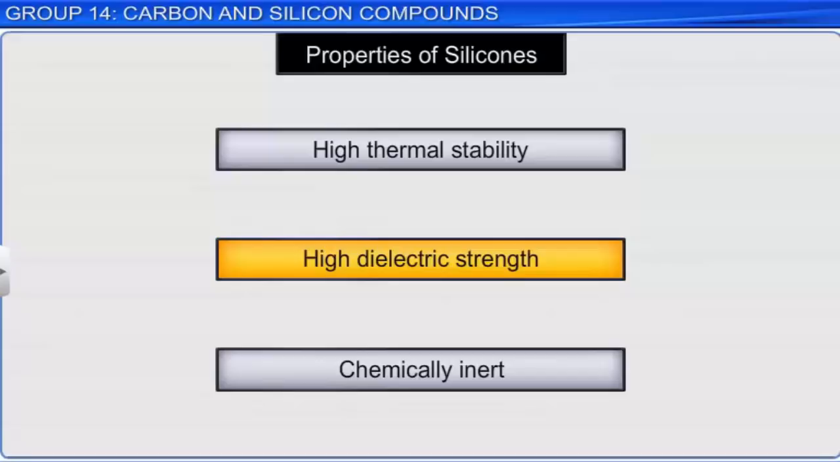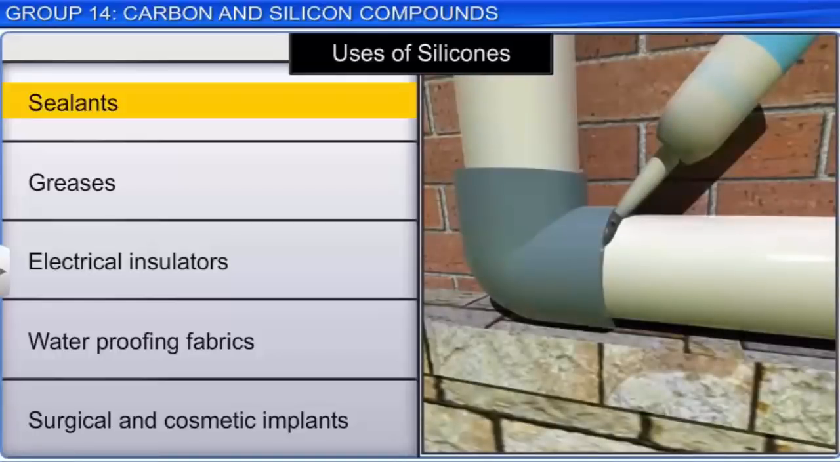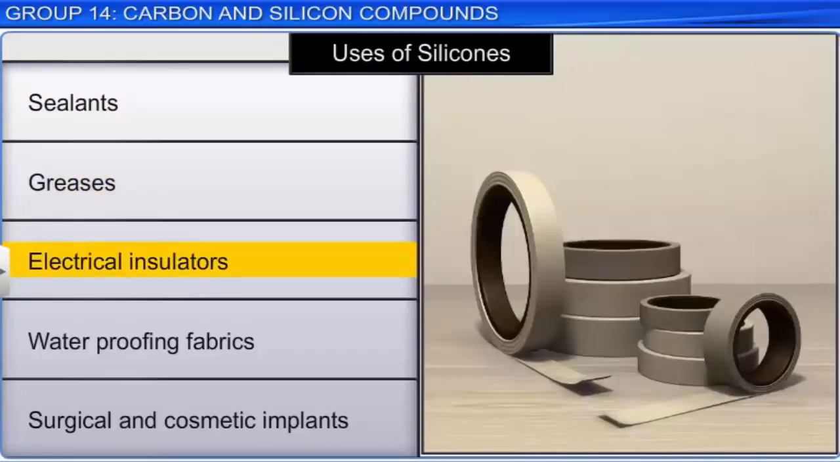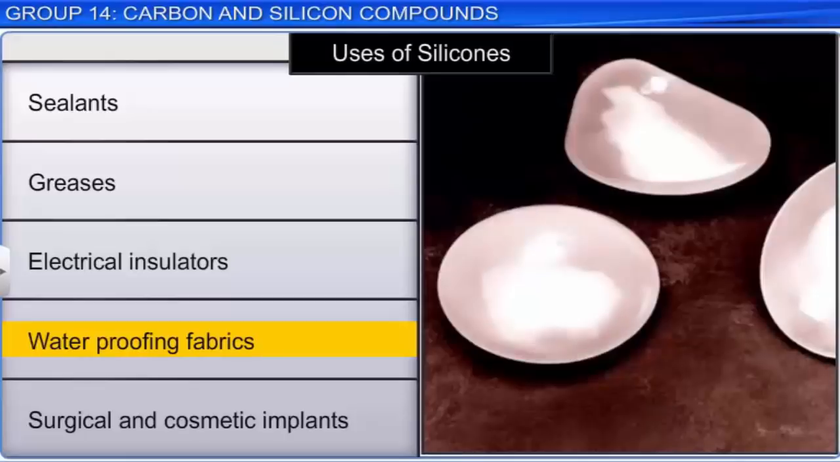They are essentially inert chemically. They are resistant to oxidation and to most chemicals. These properties of silicones make them very useful. Silicones are used as sealants, greases, and electrical insulators, as well as for waterproofing fabrics. They are also used for surgical and cosmetic implants, as they are biocompatible.